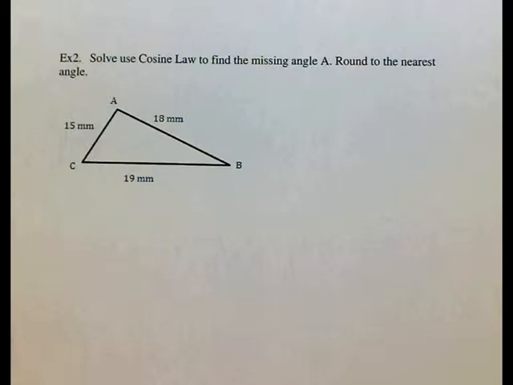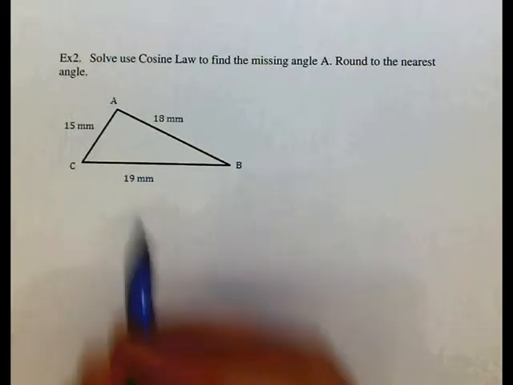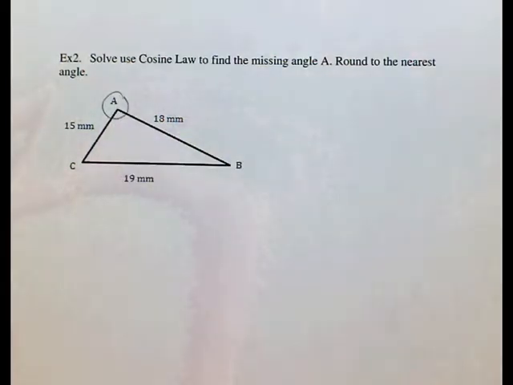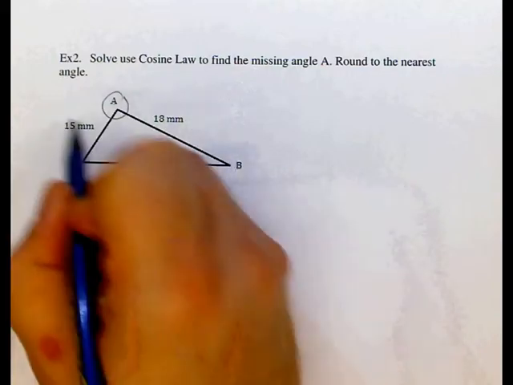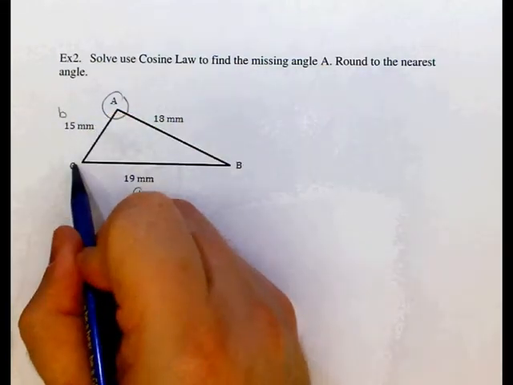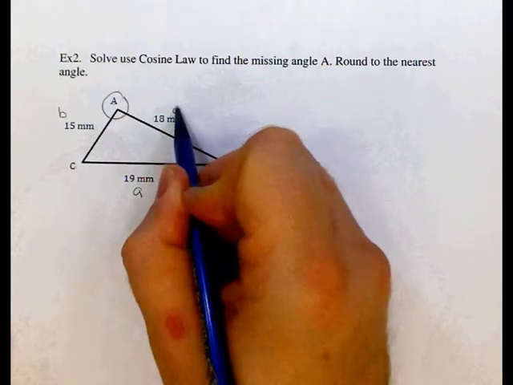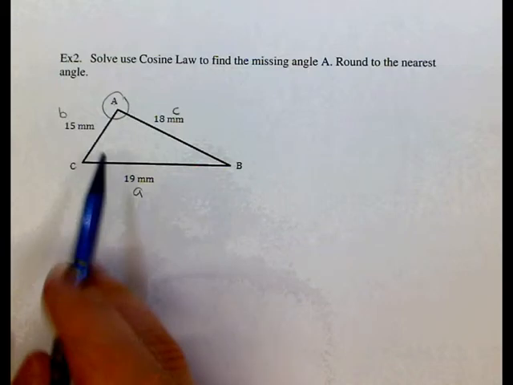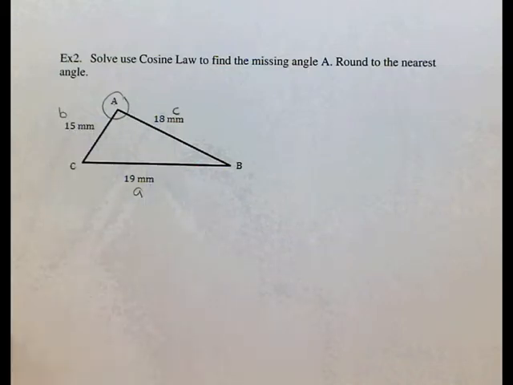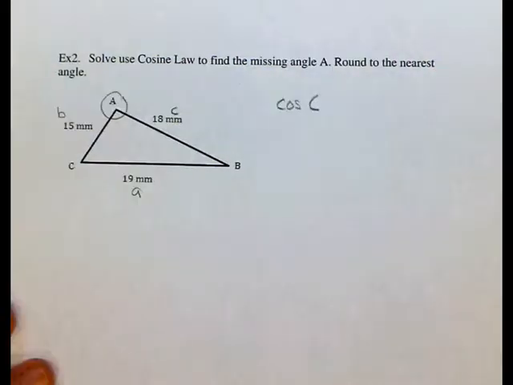Solve. Use cosine law to find the missing angle A. So I'm trying to find A. Round to the nearest angle. So the first thing I'm going to do is label. Here's angle A, here's side A. Here's angle B, here's side B. Here's angle C, here's side C. Now we said that the cosine law is useful to find an angle if you know three sides. I know all three sides. I'm looking for an angle. So let's pull out the cosine law to solve for the angle.